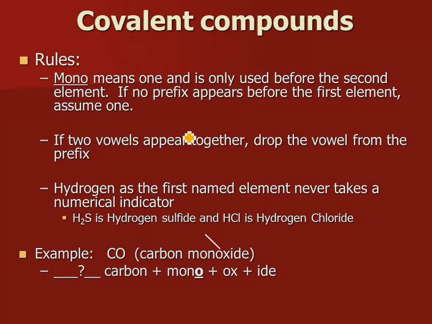If two vowels appear together, drop the vowel from the prefix. And hydrogen, as the first named element, never takes a numerical indicator. So regardless of how many hydrogens there are, hydrogen sulfide has 2 of them, still it's hydrogen sulfide, not dihydrogen sulfide. Example, the elements carbon and oxygen bonding together, carbon plus mono for 1 oxide, and it's not carbon monooxide, it's carbon monoxide. We just combine the 2 O's together.